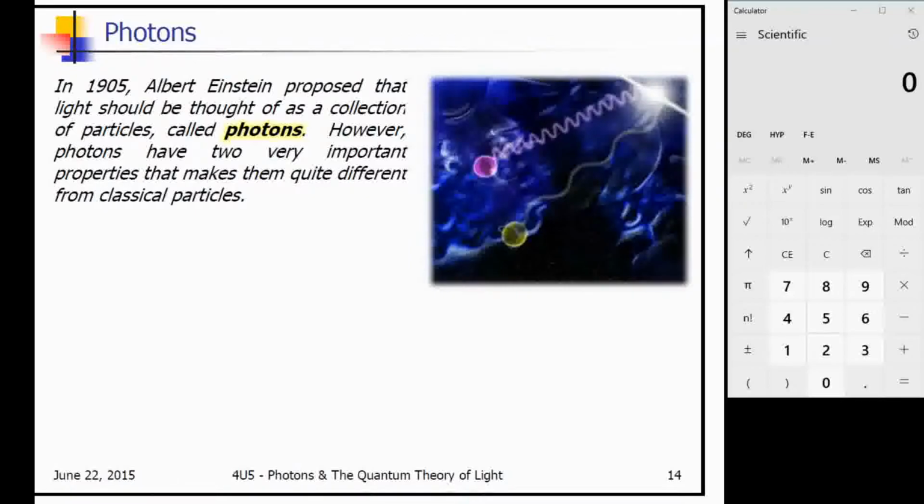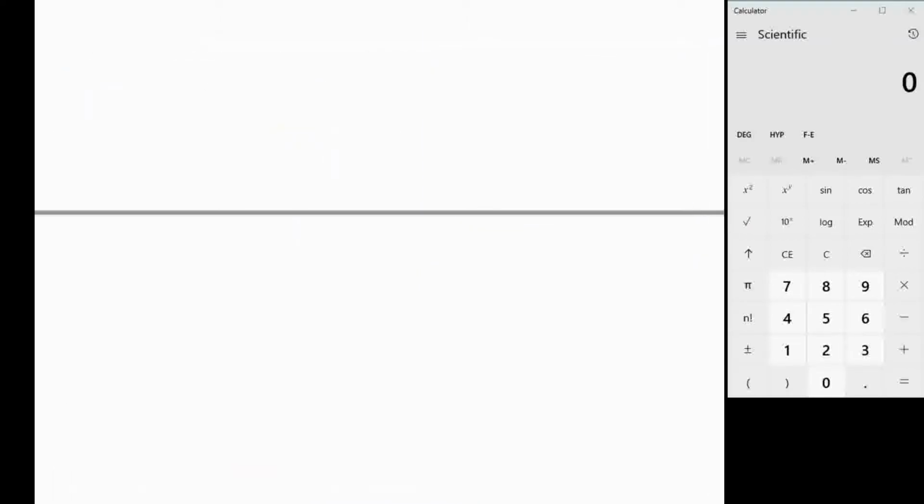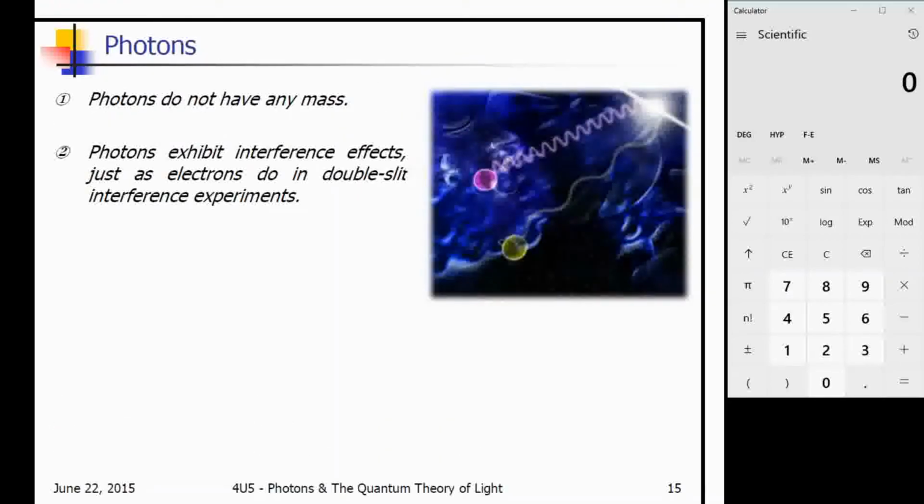So we were moving away from this idea that light is a particle. But Albert Einstein comes around in 1905 and says, let's start looking at light as a particle. This was really confusing to people, because it was thought that we had already moved past this. But Einstein brings us back to the idea that light is a particle, and this is the start of our wave-particle duality understanding of light. He proposes these photons, which are particles but very different from classical particles. They do not have a mass, but they exhibit interference effects, just as electrons do in a double-slit interference experiment.